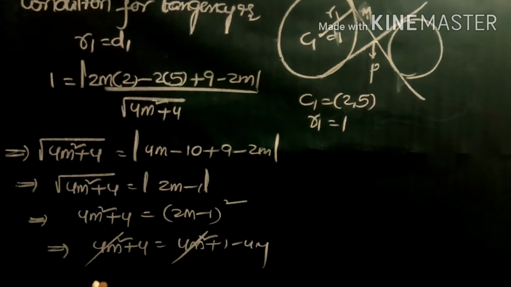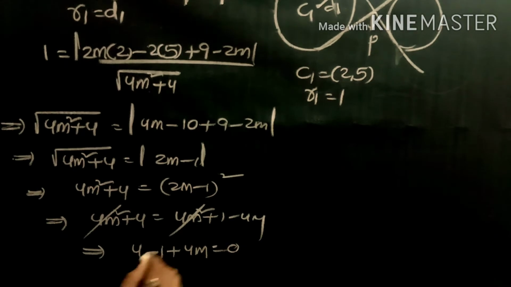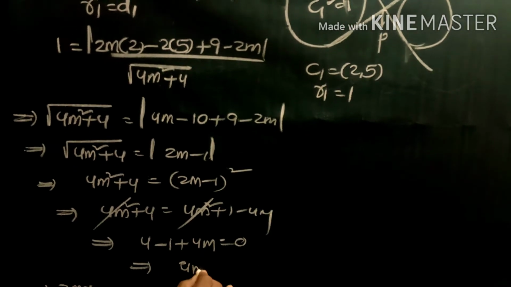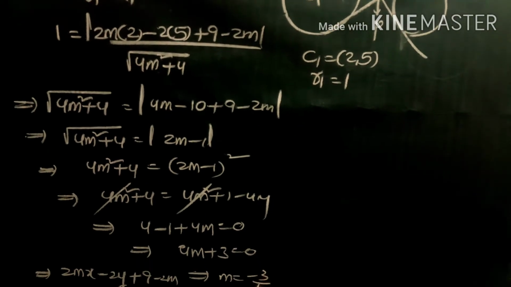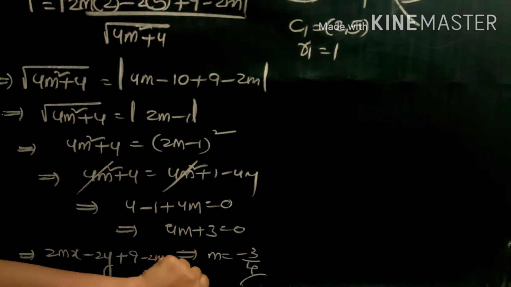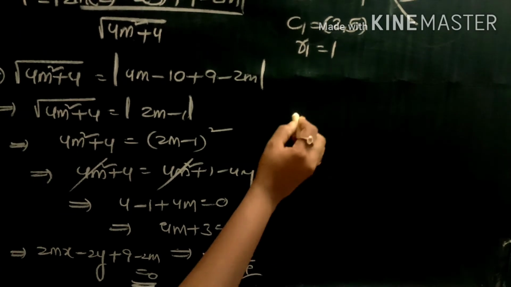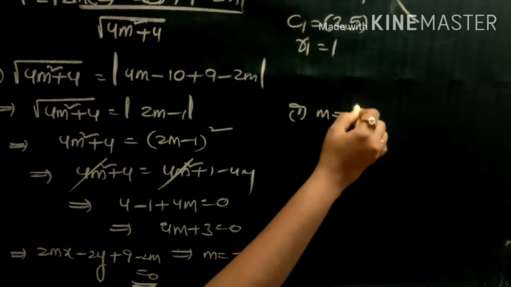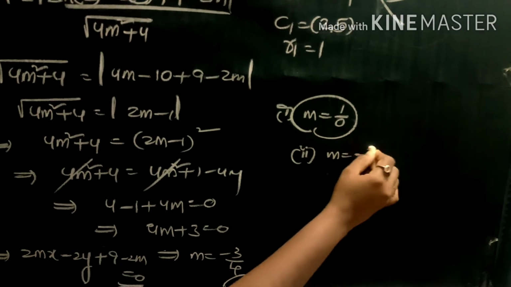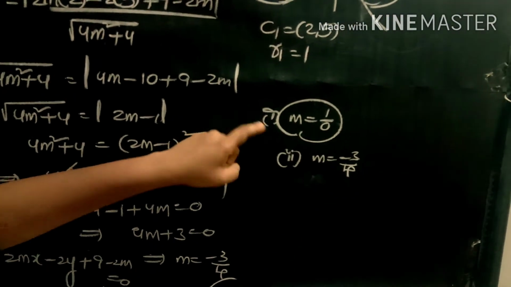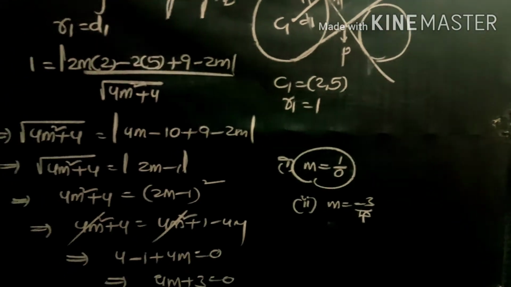So here 4m square and 4m square get cancelled. Now this is 4 minus 1 plus 4m is equal to 0, that is 4m plus 3 is equal to 0, which implies the value of m is equal to minus 3 by 4. So here we get only one value. So further we are taking the next value of m as 1 by 0. In the first case we are taking the value of m as 1 by 0, and in the second case we are taking the value of m as minus 3 by 4, and by using these two slope values we find the equations of the transverse common tangents.